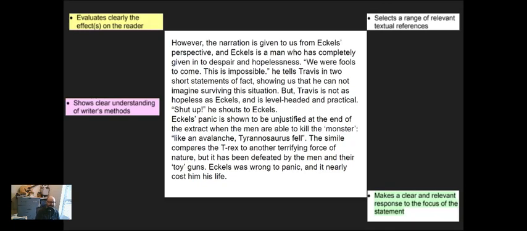Eccles' panic is shown to be unjustified at the end of the extract when the men are able to kill the monster. "Like an avalanche, Tyrannosaurus fell." The simile compares the T Rex to another terrifying force of nature, an avalanche, but it has been defeated by the men and their toy guns. Eccles was wrong to panic, and it nearly cost him his life.